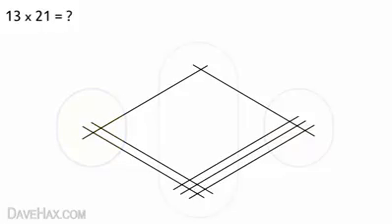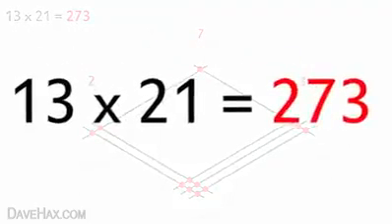Then starting from the right-hand zone, we need to count how many times any of the lines cross. In this case 3. We write that here and move on to the next zone. So again, we count how many times the lines cross, 1, 2, 3, 4, 5, 6, 7, and write it at the top. Then move on to the last zone and do exactly the same again. 2, 7, 3. And that gives us our answer. 13 times 21 is 273.